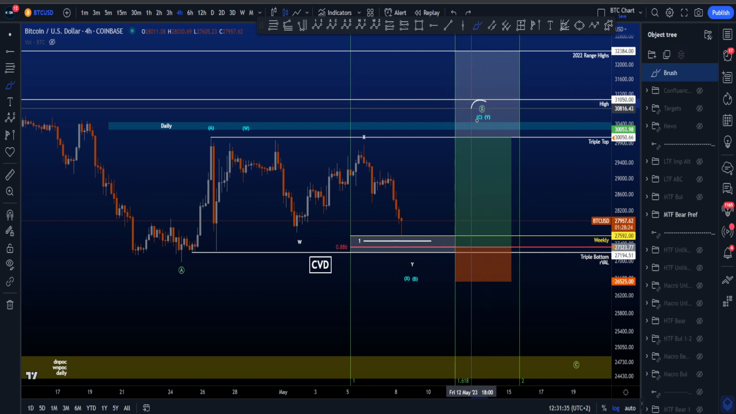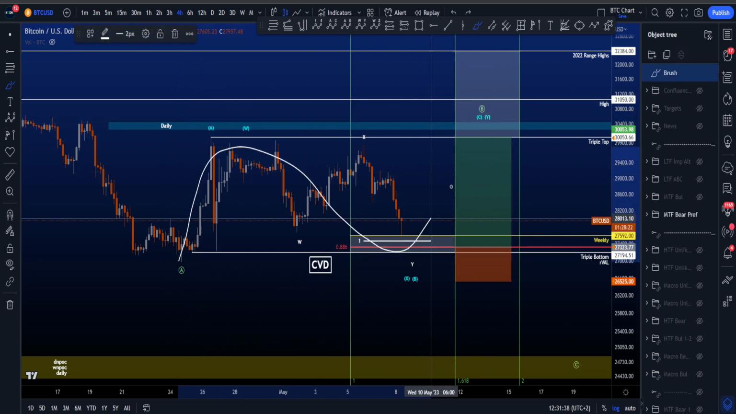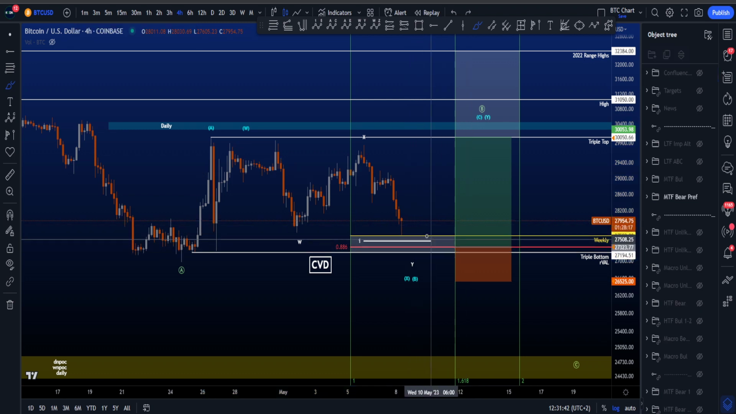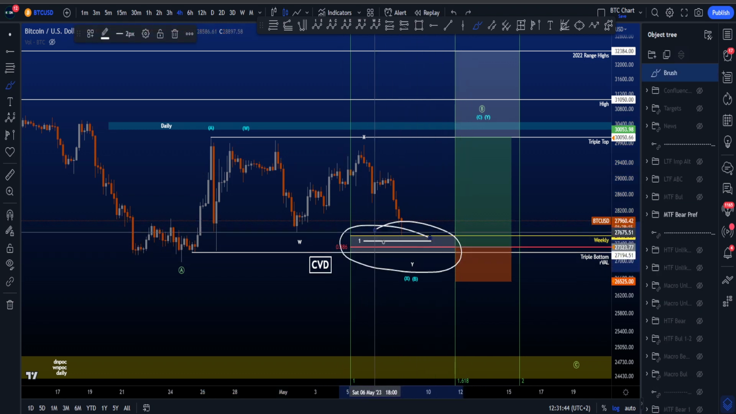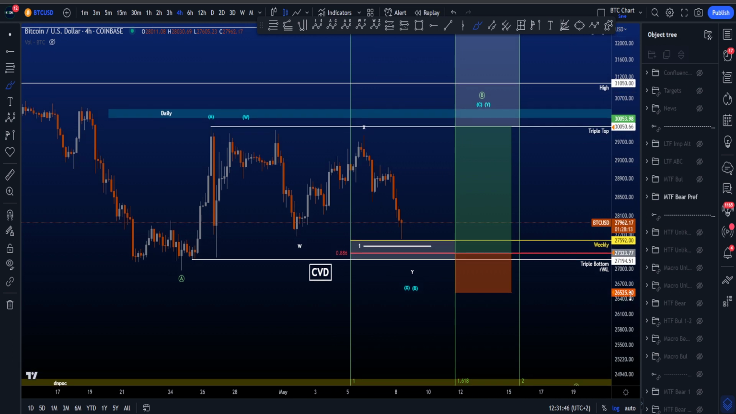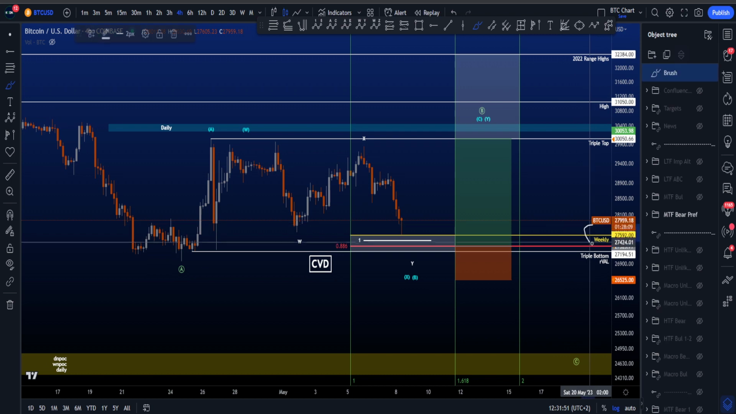Now if we look at this green wave B, which is this 3-wave move over here, either an ABC or a WXY, we are basically looking for potentially a bounce in this white target box over here, which is sitting between 27.6k and 27.2k, which includes a weekly.